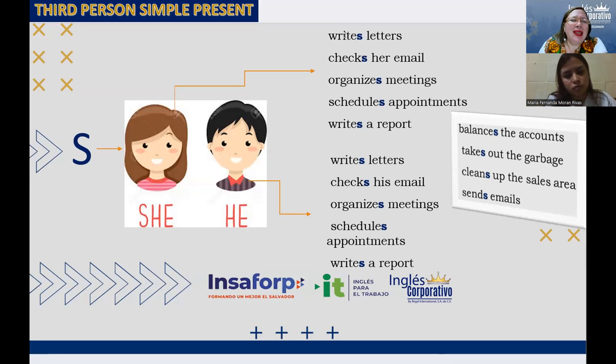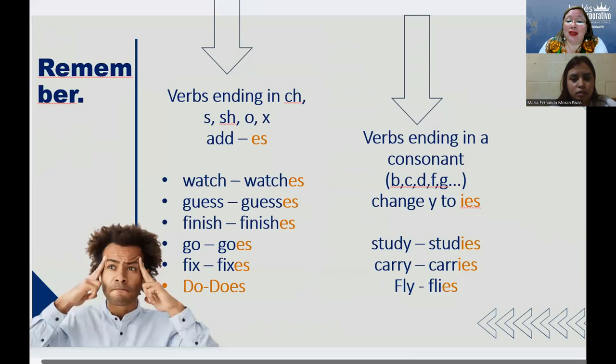Entonces, a la mayoría de verbos lo único que vamos a hacer es agregarles la letra S. ¿Ok? Esa es la mayoría de verbos. Mayoría me refiero a los que no terminan en E, los que tienen una terminación como checks, works, writes. Y los que terminan como en I o en Y, es que se le agrega el ES. Exactamente. Ahí es donde tenemos estas otras dos normas.